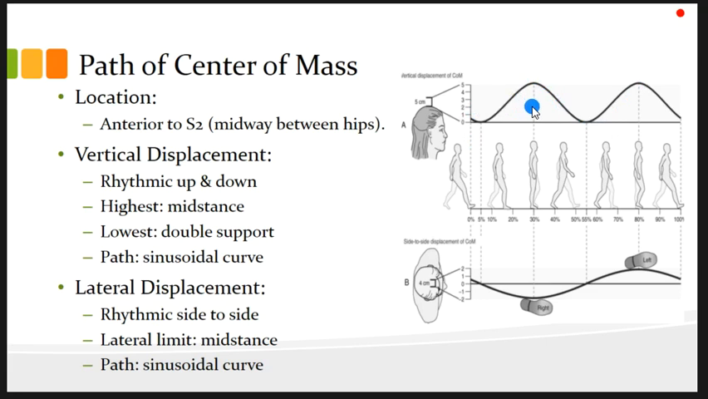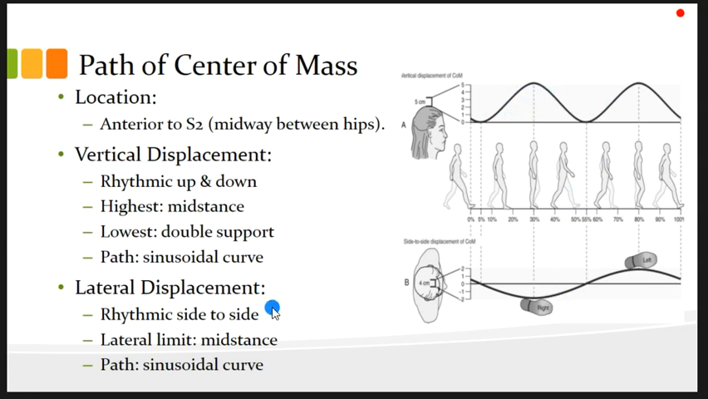Obviously, the taller you are, the more this will vary. If you're looking at a smaller child, it may only fluctuate 2 or 3 centimeters, but the average adult is going to have about a 4 to 5 centimeter variation, displacement, rise and fall, according to which phase of the gait cycle they're in.